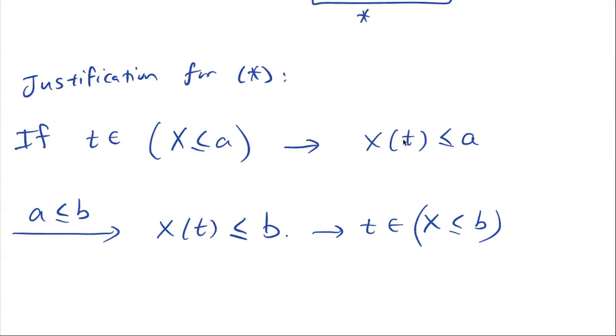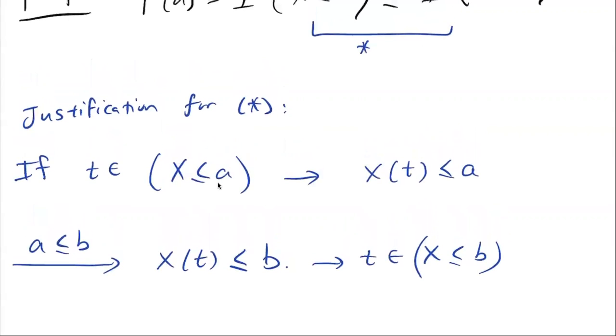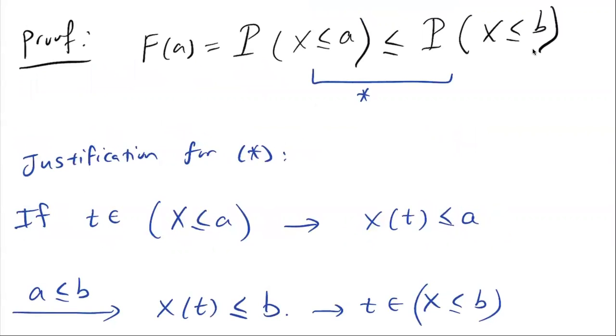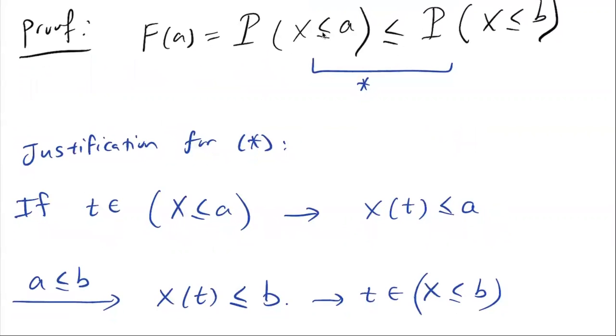See, A is less than B. So for example, if A is 5 and B is 10, if X is less than 5, then it will be automatically less than 10 as well. So if X is less than A, and A is less than B, then X is less than B. And if X of t is less than B, that means t belongs to this event, X less than B. So look here, I took an arbitrary element in this event, and I showed that that arbitrary element must be in this event as well. So this means that this event here is a subset of this event.